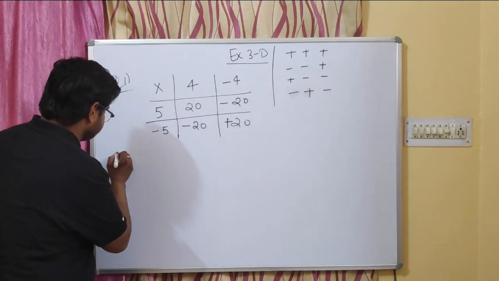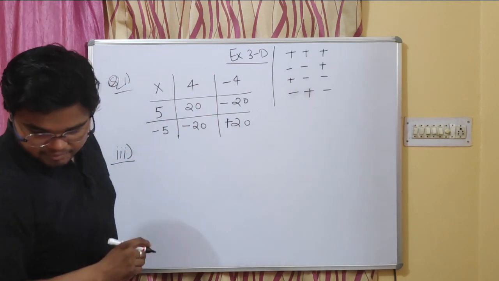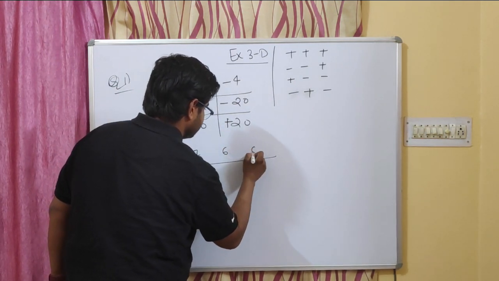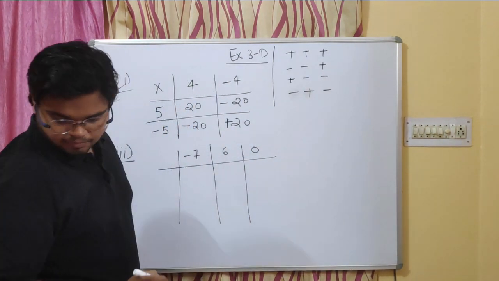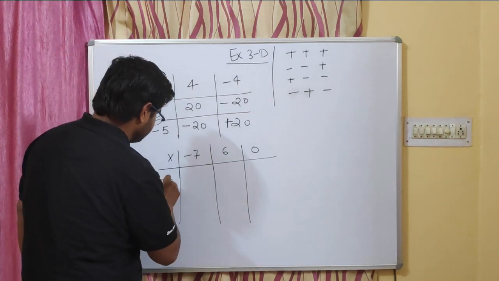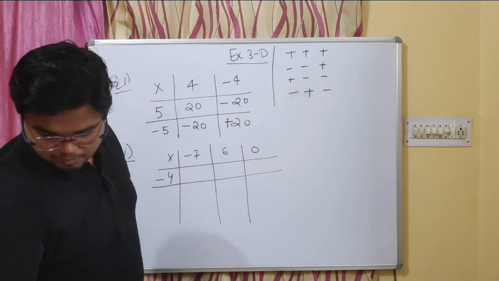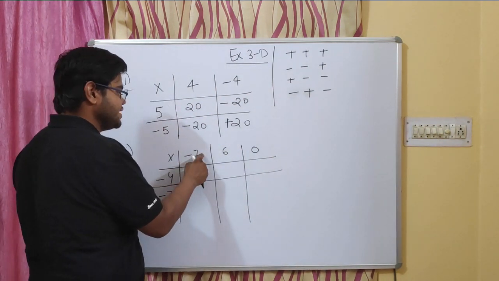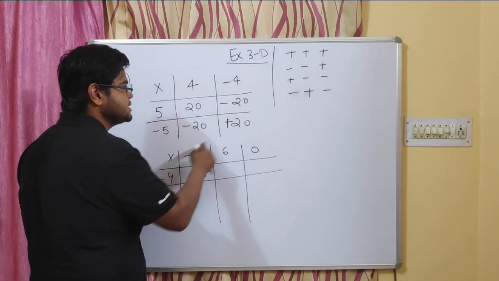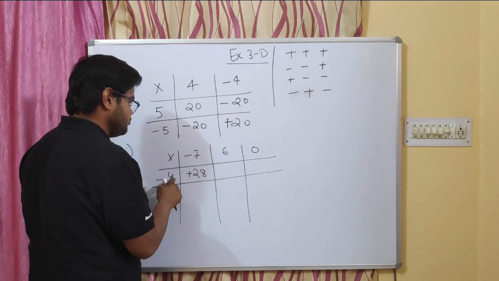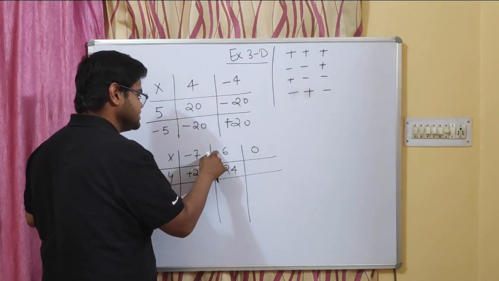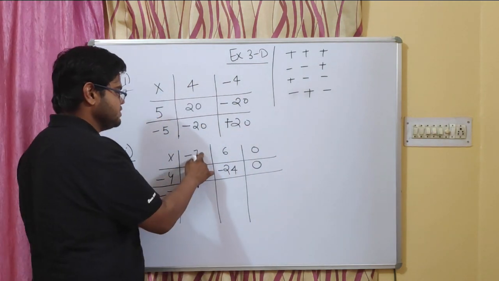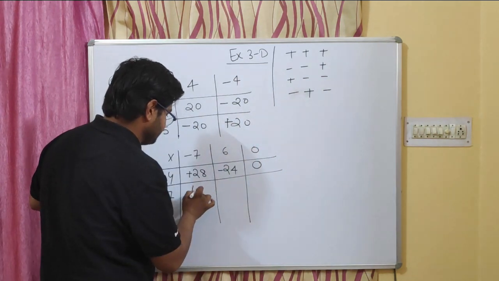The third part is, okay. So 4 into 7 is 28, minus plus 4 into 6 is 24, minus plus it will be minus. 4 into 0 is 0, and 0 will not have a sign, so it will be 0. 7 into 7 will be 49, and minus minus will be plus. So there will be 49 here.